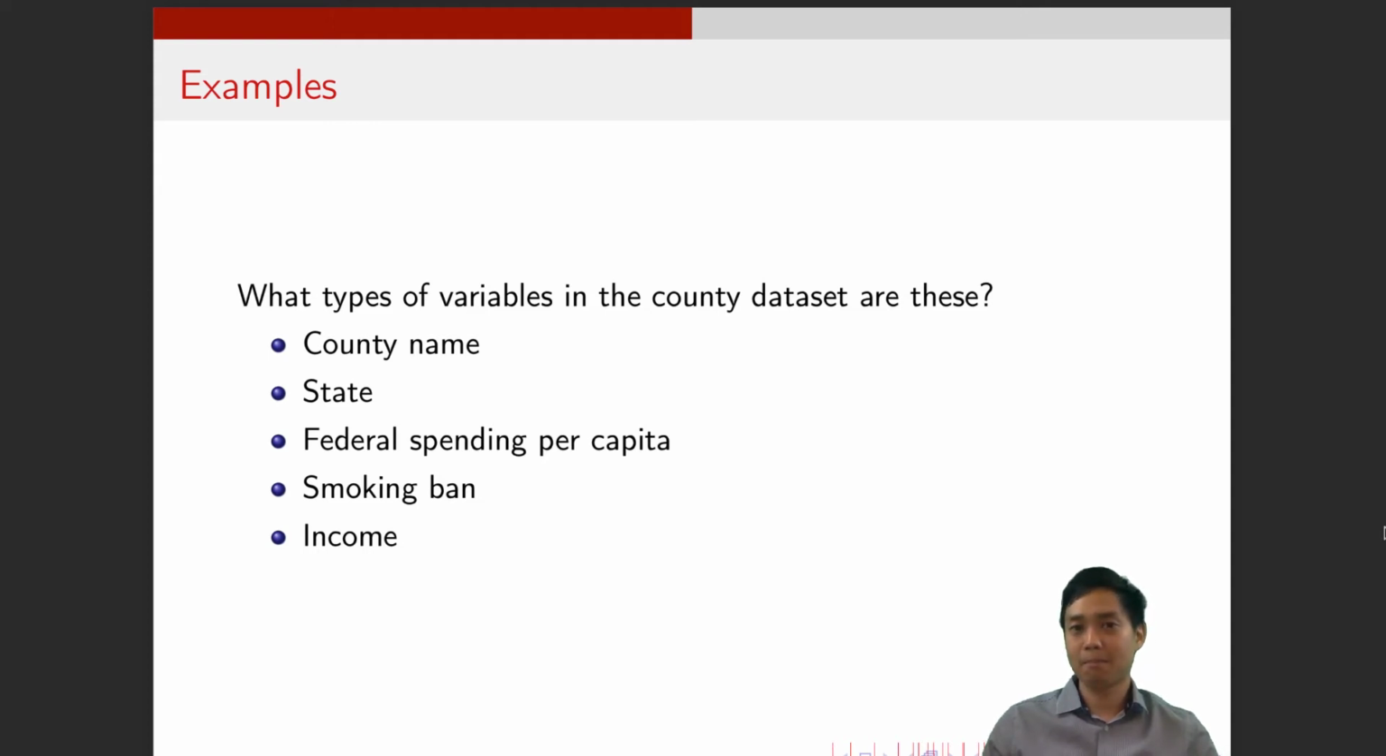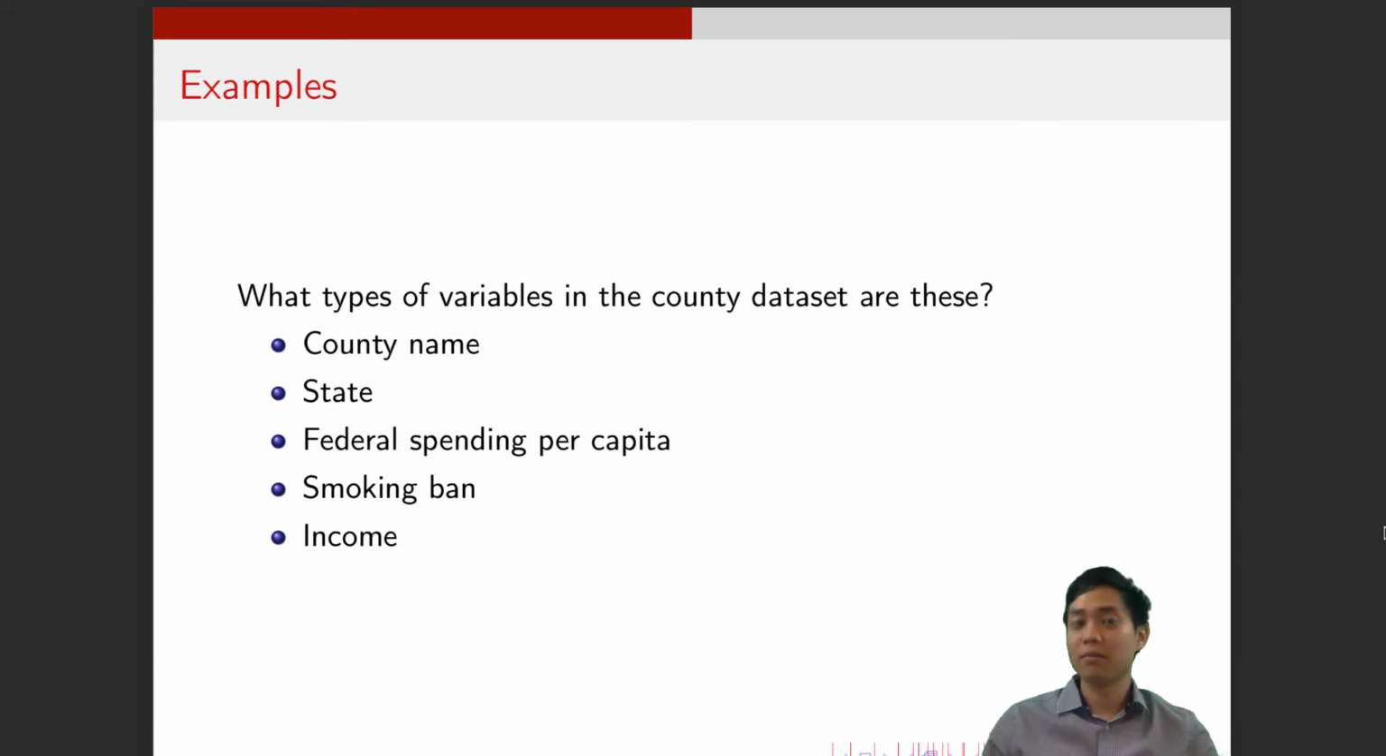What about state? State, the same thing. Basically, they are different categories, and so it will be a categorical variable. What about federal spending per capita? Well, this is a number, right? So this is the amount of money that is spent per person in that county. And because it's a number, it's like a dollar value. Taking a mean federal spending makes sense, that kind of thing. This is a numerical variable.